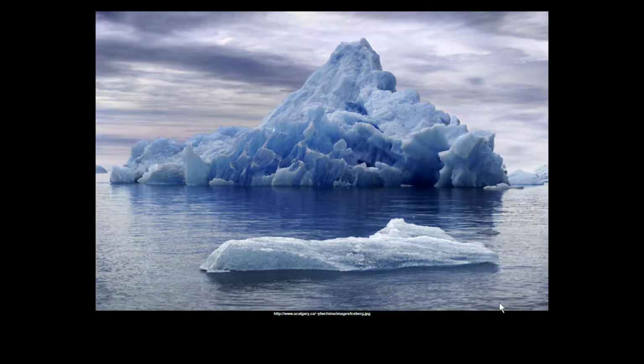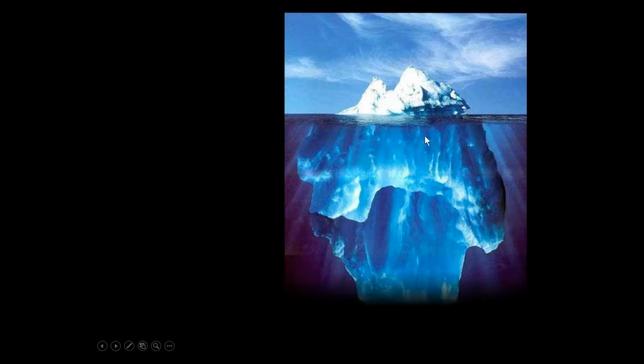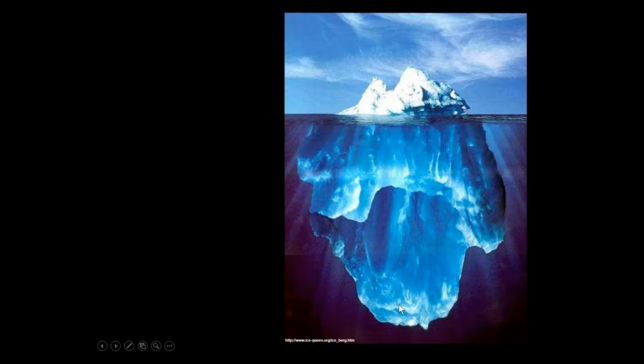Icebergs, you've heard the phrase tip of the iceberg. And when we have an iceberg like this, the majority of the ice is under the water. But the question you might think about is, what would happen if that ice melted? Would it make the sea rise or fall or stay the same? So let's think about that.